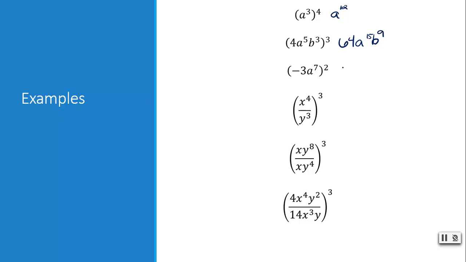Negative 3 squared is going to be negative 3 times negative 3, which is 9. 7 times 2 is going to give us a to the 14th. Again, do your numerator and your denominator separately. So this is going to be x to the 12th.